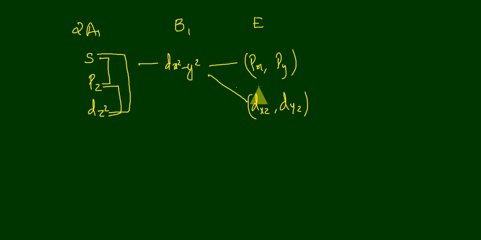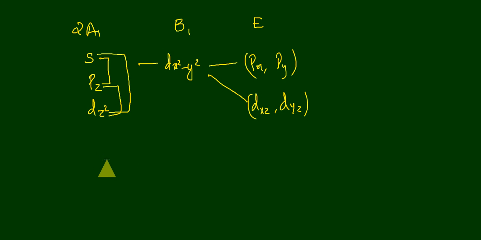and how these sets will combine with these three sets. Then we will get three possibilities. Then I will consider dx square minus y square combined with these d orbitals, the second set, and how the second set combines with these three sets. And then that will give three more possibilities. So totally there will be six possibilities, right?